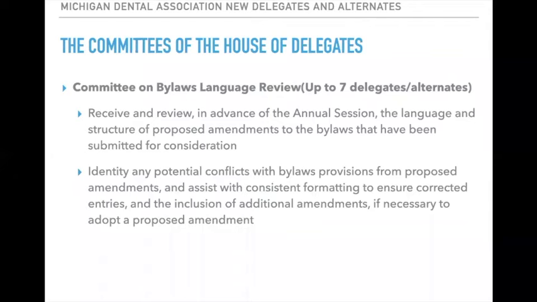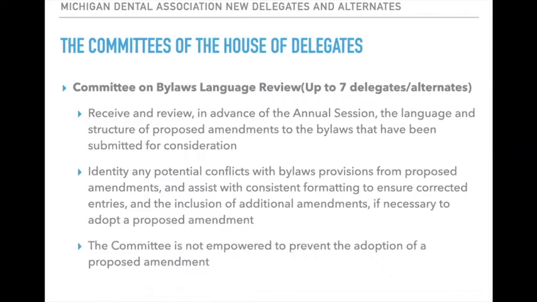So the chair will go through and review those and make sure that they make sense. And if there are any changes that need to be updated or any other questions that need to be answered, this group has oversight before that. Now realize that this committee is not empowered to prevent the adoption of any proposed amendment or resolution. They can't stand there and say, no, this one doesn't go. It just means, does the resolution make sense for where it needs to go? It is the crossing of the T's and dotting of the I's.